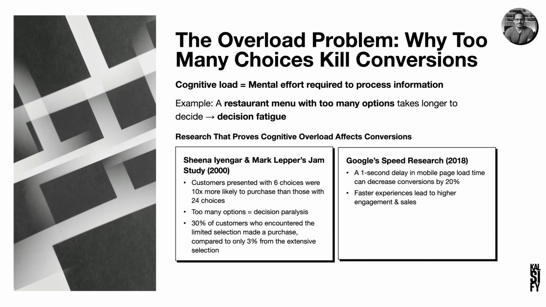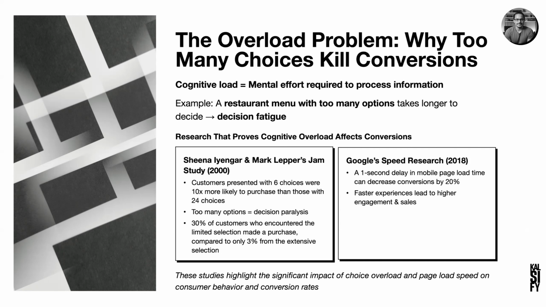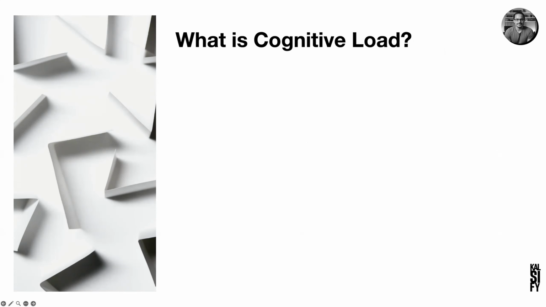Google's Speed Research, 2018. Google's analysis indicated that a 1-second delay in mobile page load time can decrease conversions by up to 20%. These studies highlight the significant impact of choice overload and page load speed on consumer behavior and conversion rates. Because the human brain hates too many choices, it gets stuck in analysis paralysis and users bounce instead of deciding. So, what is cognitive load and why should designers care?